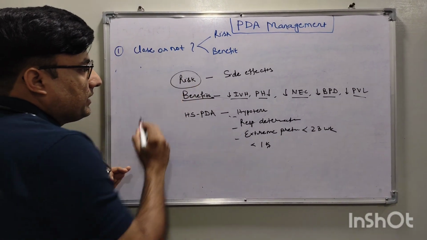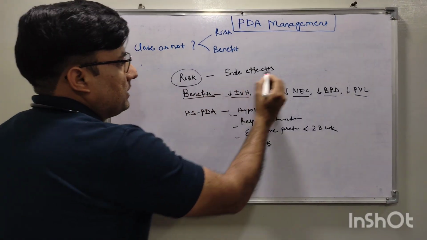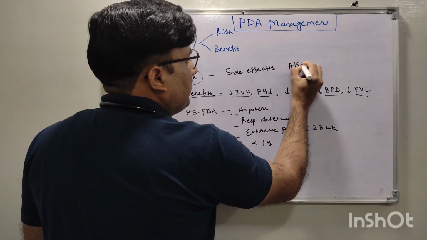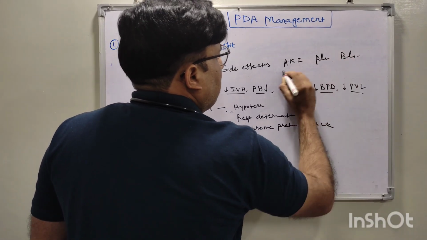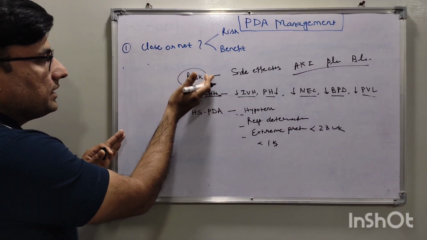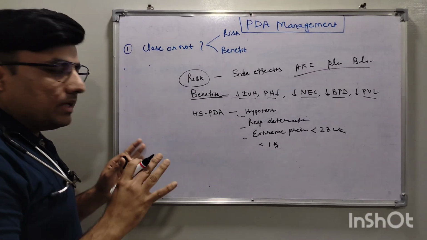But what are the risks of PDA closure? The medicines we use have side effects, with increased risk of acute kidney injury, platelet dysfunction and bleeding. So these side effects are also there. So we have to balance the risk and benefit of the closure of the PDA and then we have to decide.